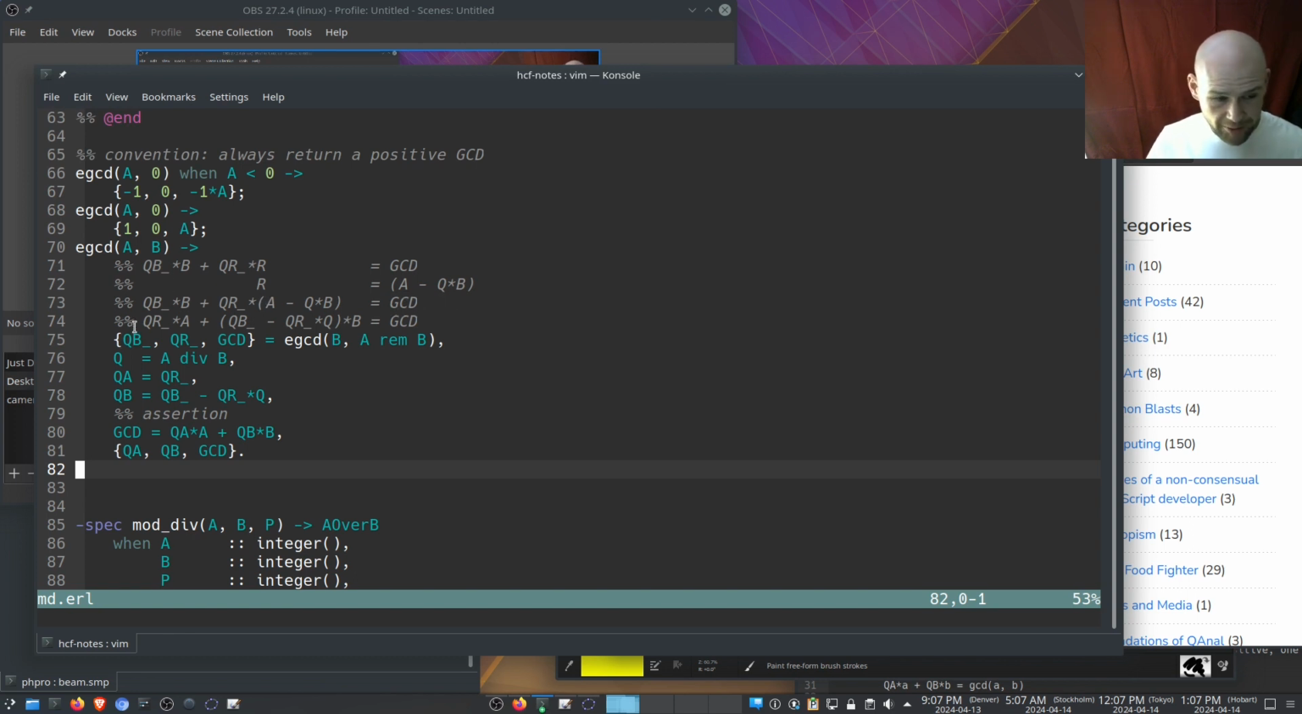Okay, well, we regroup the terms doing algebra, and pause the video and do this if you can't just visualize it. We get QR times A plus (QB minus QR times Q) times B is equal to the GCD. So this is going to be our QA, is QR, and this is going to be our QB. And that's going to get us to the GCD. Okay?